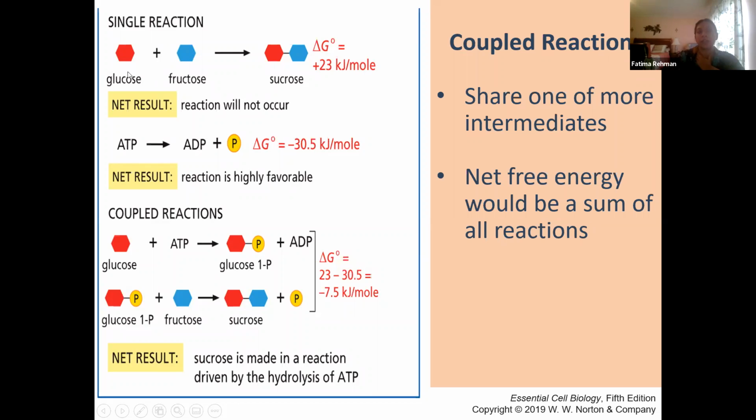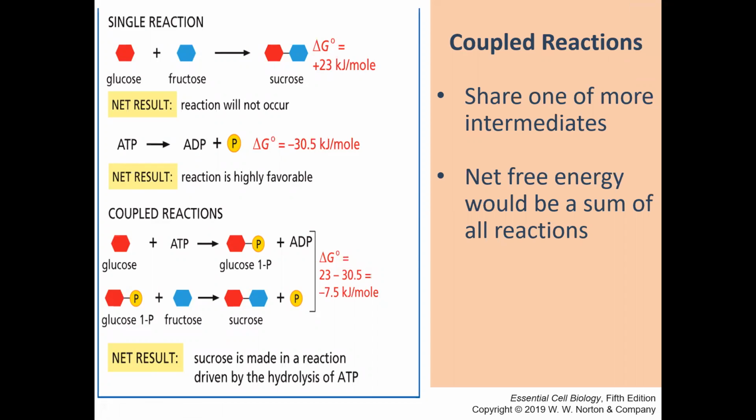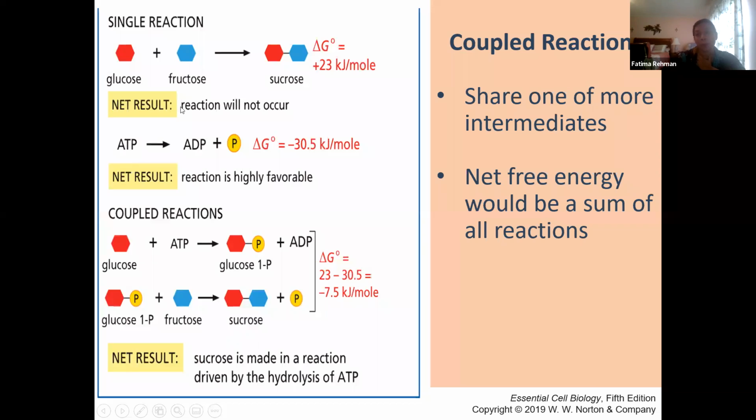In the single reaction, you have a glucose and fructose molecule coming together to give you sucrose, and the delta G is plus 23 kilojoules per mole. Is that a spontaneous or non-spontaneous reaction? Non-spontaneous. Exactly. Net result would be that this will not happen on its own, right? Because the free energy change is positive.